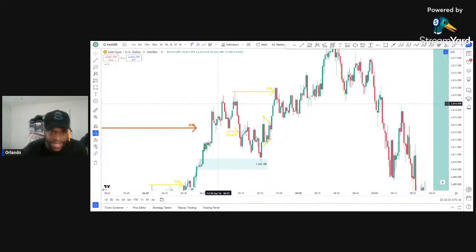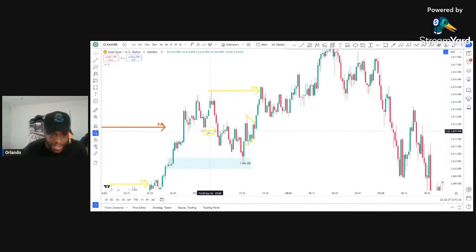This right here is a divergence, and this right here is the change of character. Why is this area the change of character? Because this is the last demand zone that mitigated this demand zone, and it did what? Accumulated, reaccumulated, broke this old high, created this new high. Does that make sense?